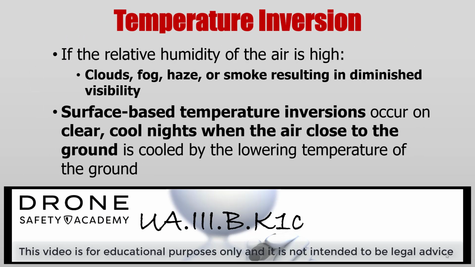If the relative humidity of the air during a temperature inversion is high, clouds, fog, haze, and smoke may result in diminished visibility. That's because the lid that we previously talked about keeps the air from moving. Another type of temperature inversion is surface-based temperature inversion. This occurs on a clear, cool night when the air close to the ground is cooled by the lowering temperature of the ground.